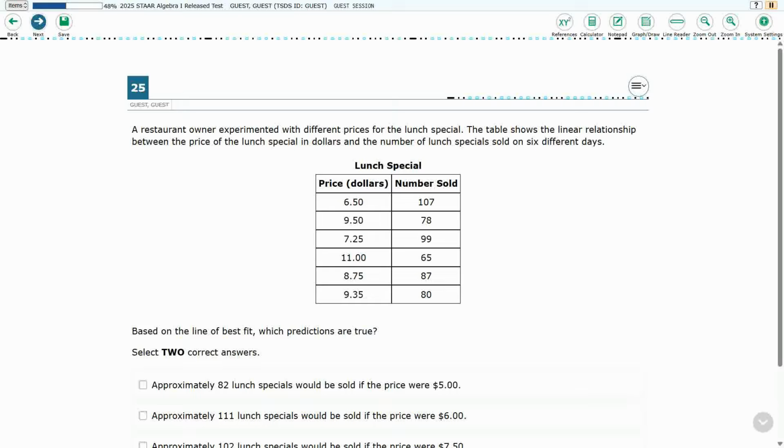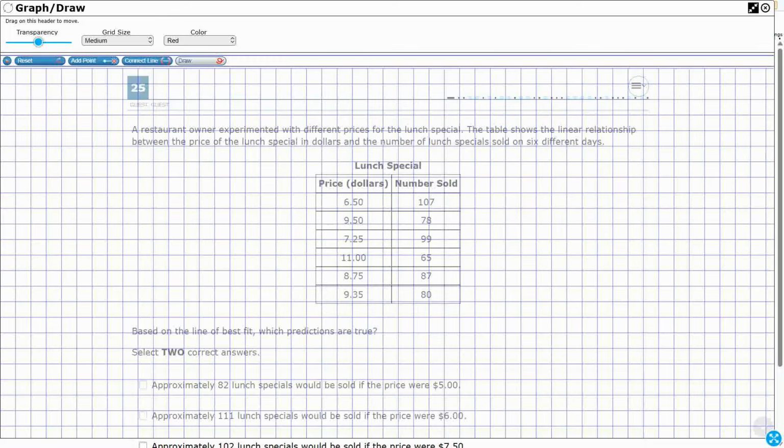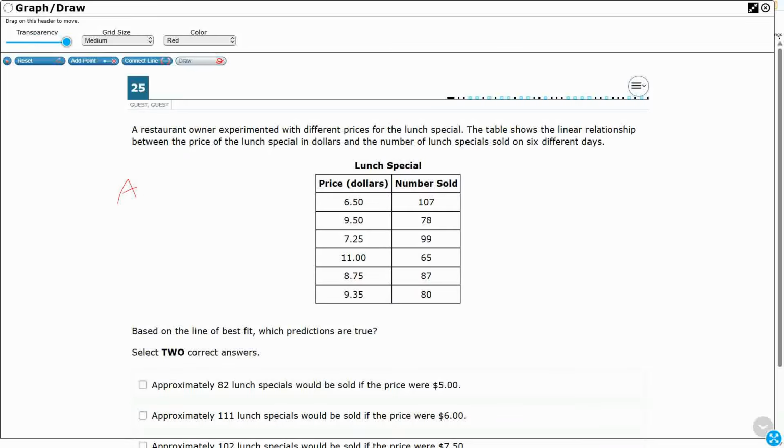Next, number 25, we are writing linear functions. This is A.4c. And what we have here is a restaurant owner. We're looking at different prices, and as the prices change, the numbers sold get changed. They don't give us these numbers in order, and we need a line of best fit. We need to make some predictions.